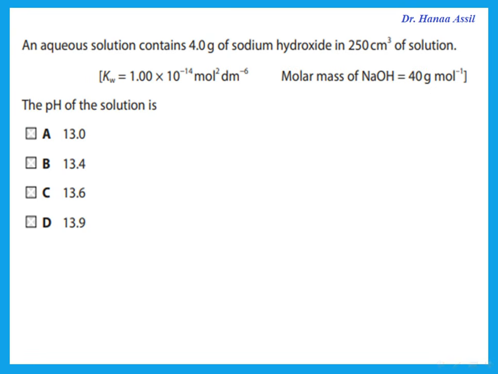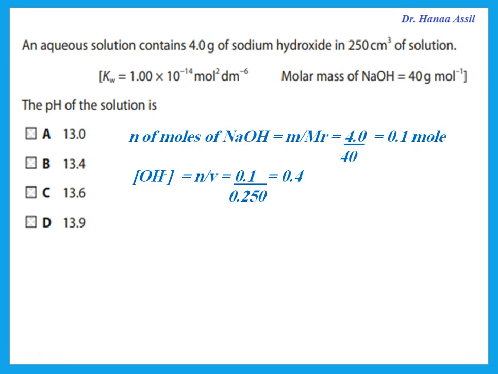An aqueous solution contains 4 grams of sodium hydroxide in 250 centimeter cubed of solution, and he wants me to get the pH of the solution. Again, first thing we do is find the number of moles of sodium hydroxide. In this case, it will be mass over molecular mass. The mass is 4 over the molecular mass that he gives me. That means I have 0.1 mole.